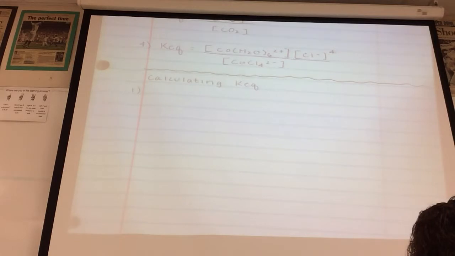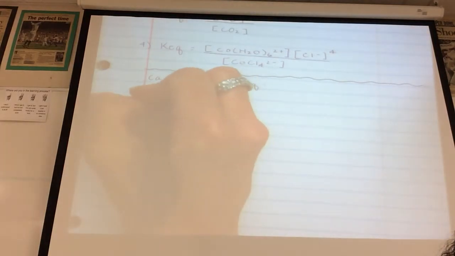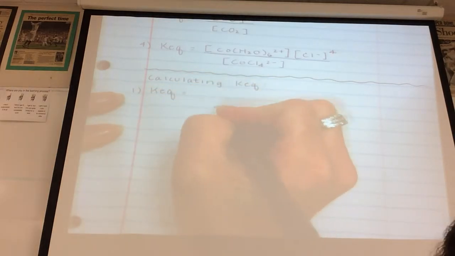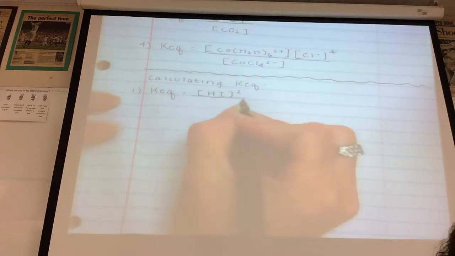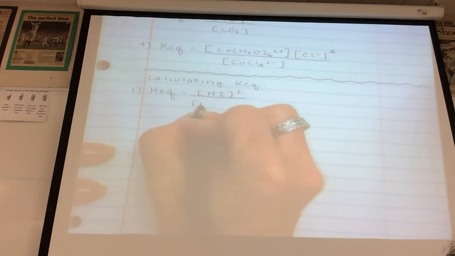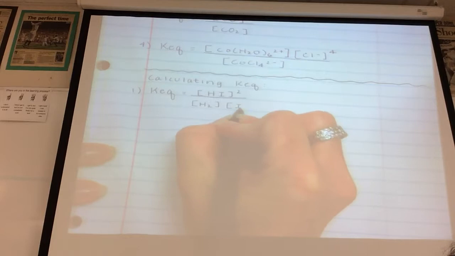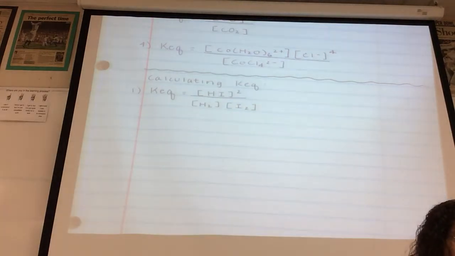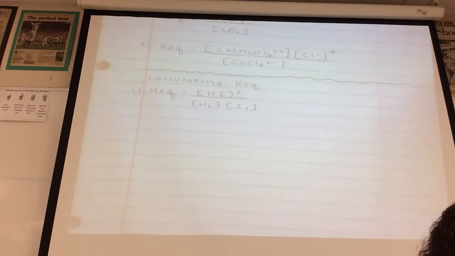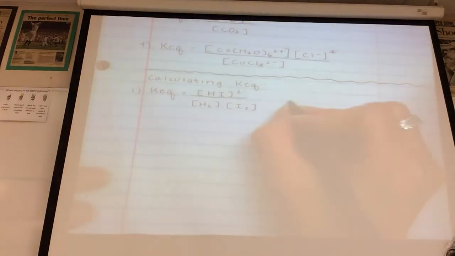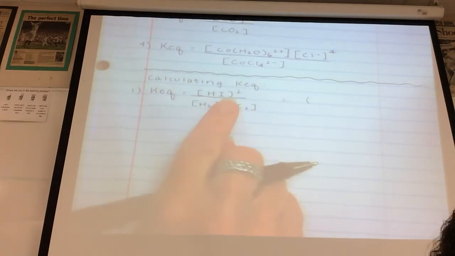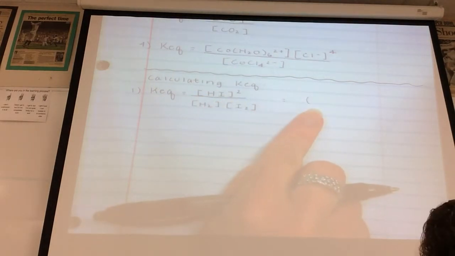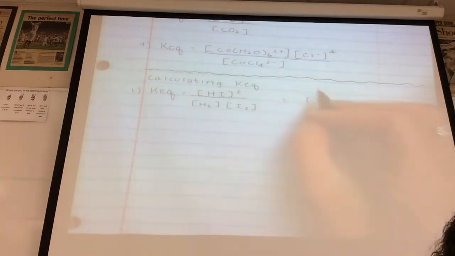Calculating KEQ. So in number one, our approach is first to write the KEQ expression. We've got hydrogen iodide squared concentration over hydrogen gas concentration, iodine gas concentration. So I write the KEQ expression. Now I'm going to plug in those concentrations that have been provided. Now when you write concentration, you need the brackets. When you plug in the values, you don't need brackets anymore. I usually use parentheses because it's easier to read.